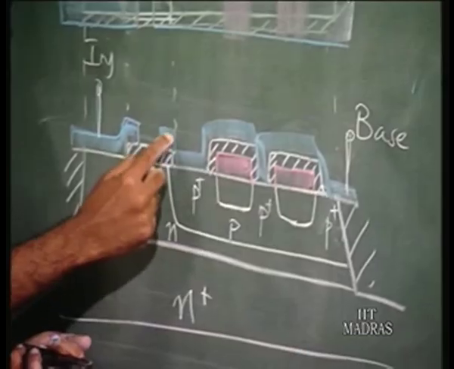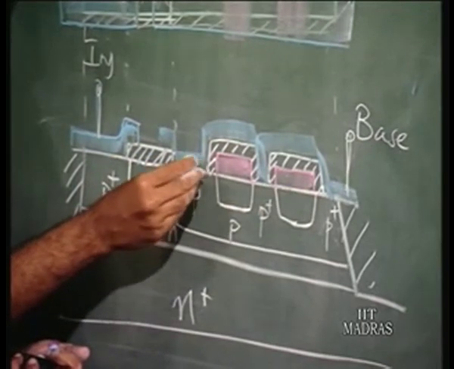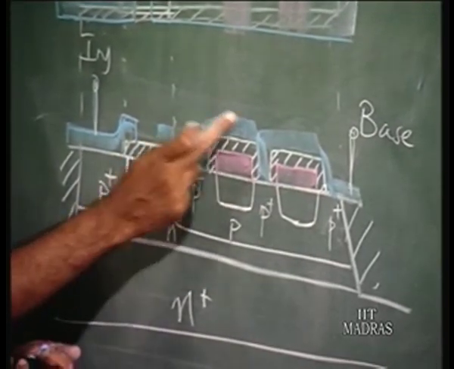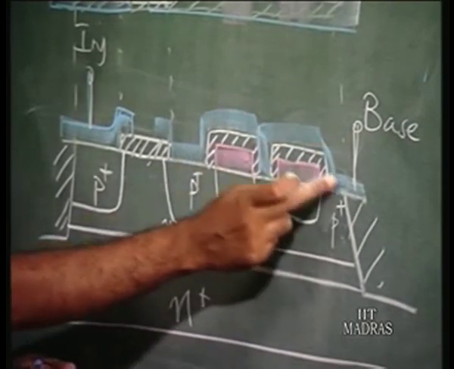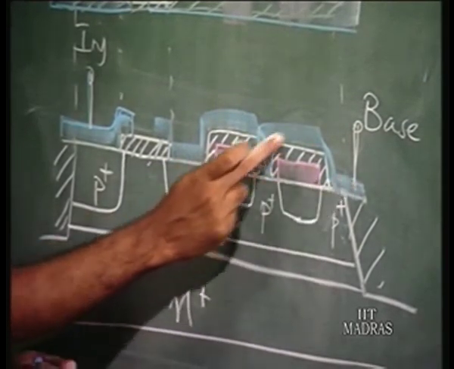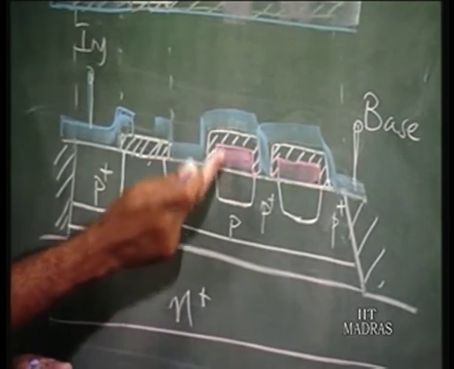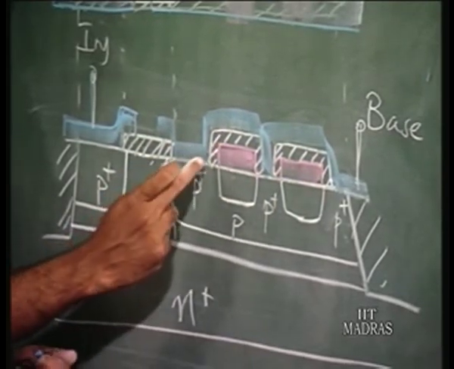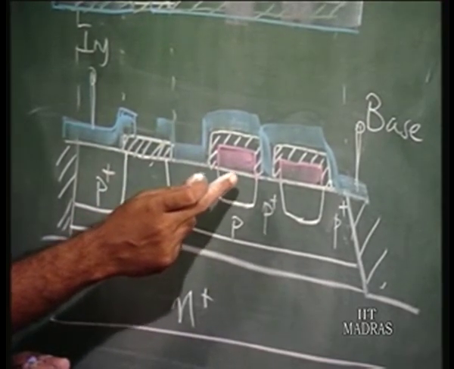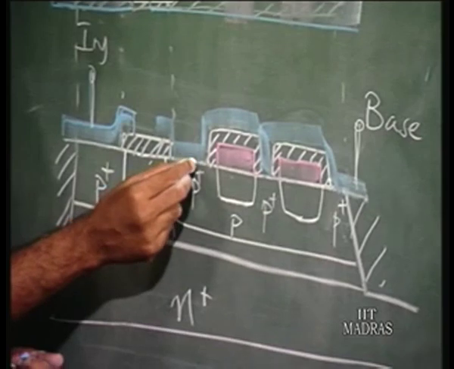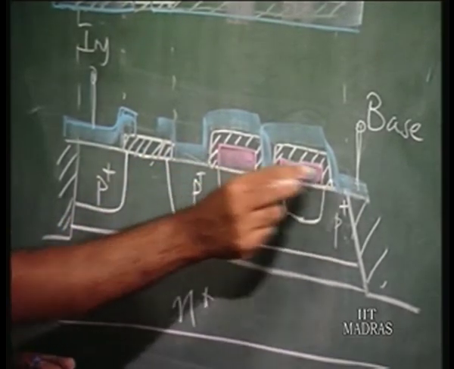Now what is happening is, this is the base, and the base contact is here. It comes and makes contact here also, and here also. But because of the intermediate oxide region, the collector and the base are not shorted. The collector has a covering of silicon dioxide which acts as an insulator. Now what you have done is you have basically shorted the base here as well as here as well as here.